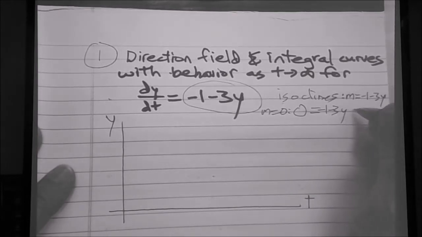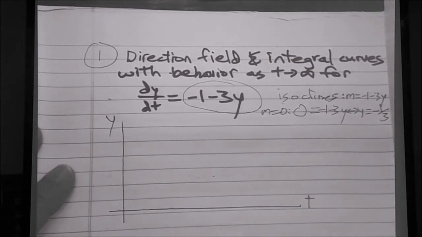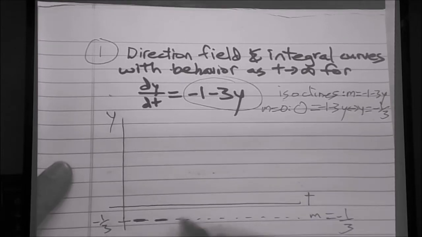This is y equals minus a third. It's actually a horizontal line in this case, right down here. So maybe here's minus a third, and I'll draw little dots here. We'll draw these little line segments. These are elements of the direction field. Each one of slope 0 at a point where the right side of the differential equation is 0.